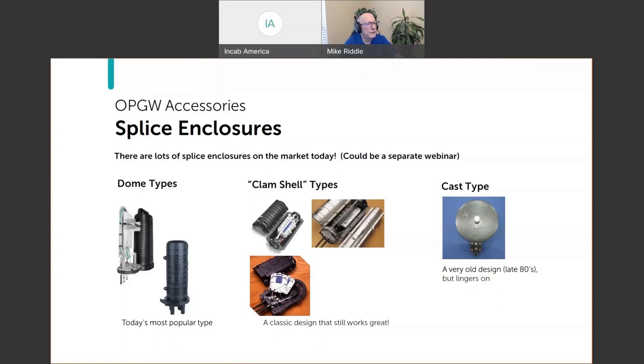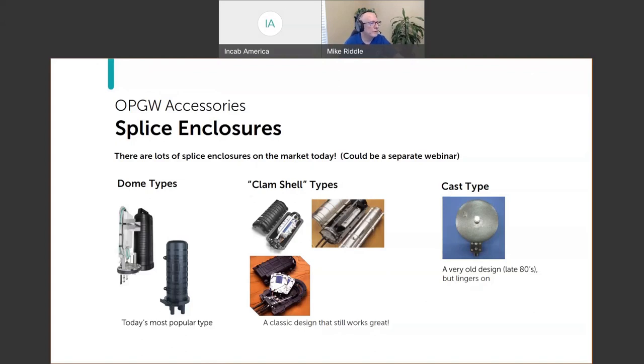But before dome types, clamshell types were very popular. It's a classic design. They still work great. There are lots of variations on this. They vary a lot in size. This is like a medium-sized one, but there were big ones. You had this one that was made with a stainless steel outer housing, different shapes. This one happens to be PLP's Coyote Runt. It's for low fiber count cables. It works great.